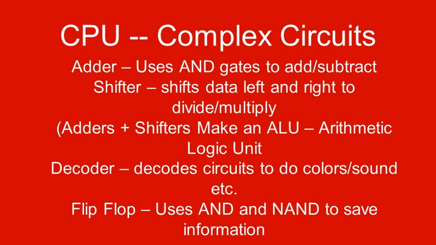Very important. You have two more very important things that happen. One is a decoder circuit. Decoder circuits are very complicated, and there's several different types of them. But basically what a decoder circuit does is it allows your computer to decode information.